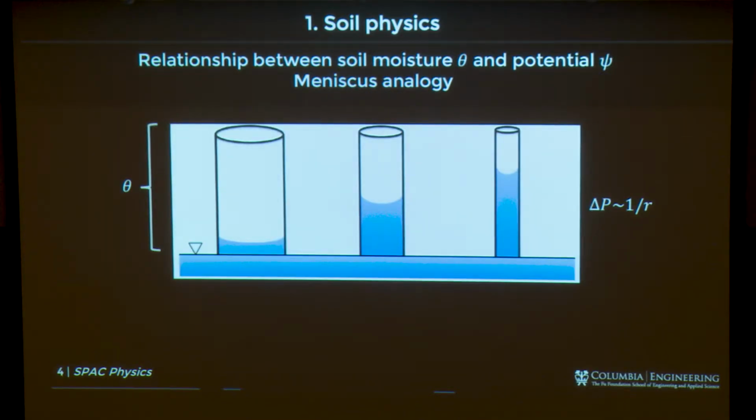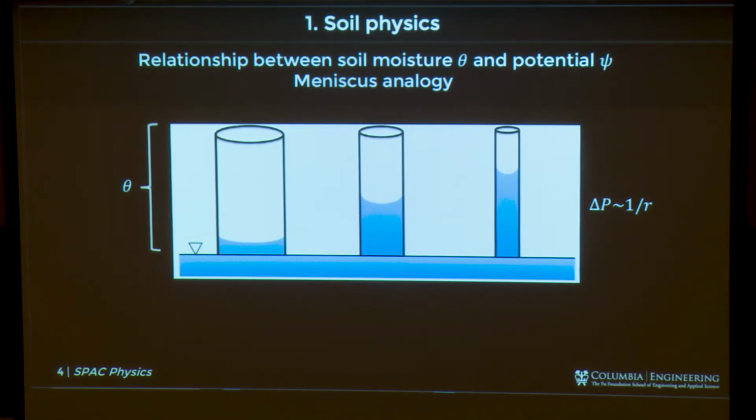Okay, when we want to connect to water content, and that's going to be important when we look at plants as well, we typically use this meniscus analogy, which happens to be a little bit better for plants than for soils. What we do is we say we can have menisci of different sizes, so you can have different radii for those different menisci.